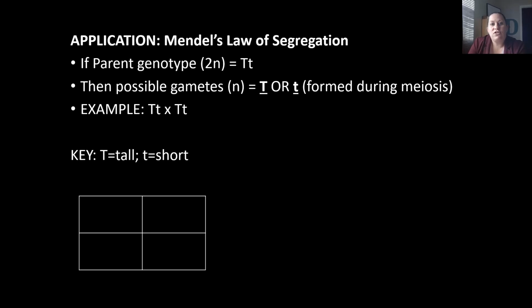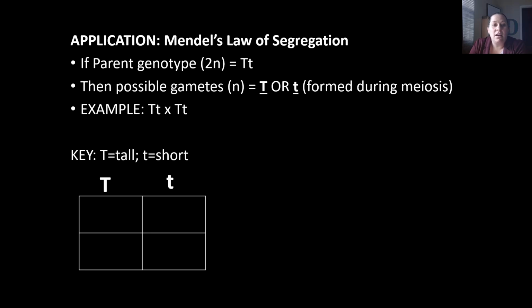So here's an application. Mendel's law of segregation. If the parent genotype is big T, little t, then the possible gametes are going to be a big T or a little t, because during meiosis, they separate. So let's set up this Punnett square with our t's. I've got a big T, little t crossed with another big T, little t. So how am I going to set this up? Well, first of all, I'm going to take the first individual and I'm going to separate their gametes.